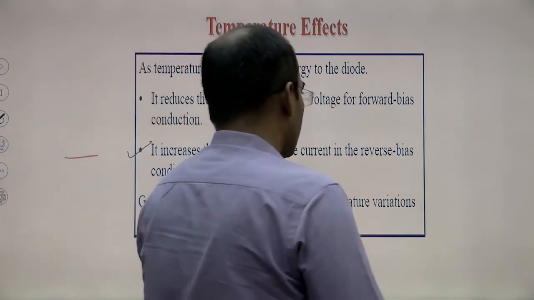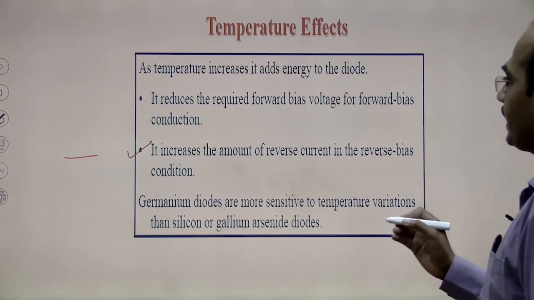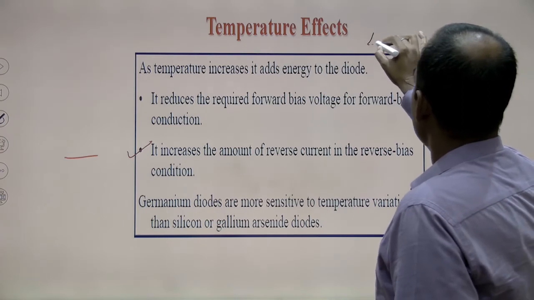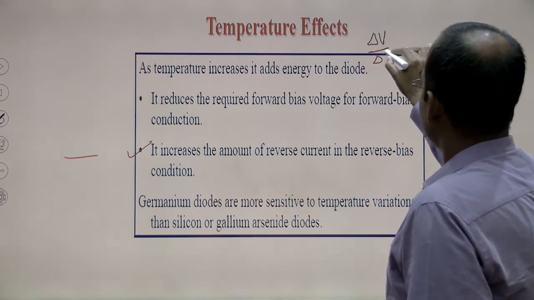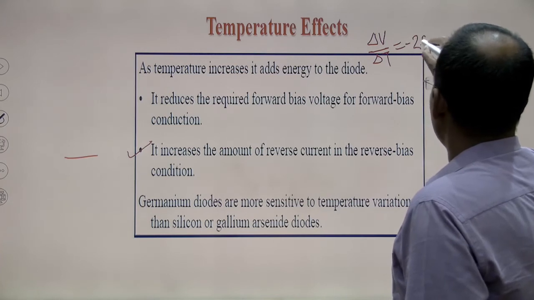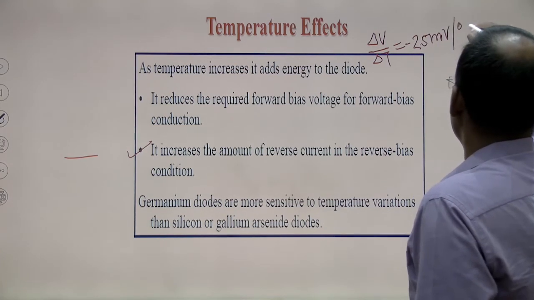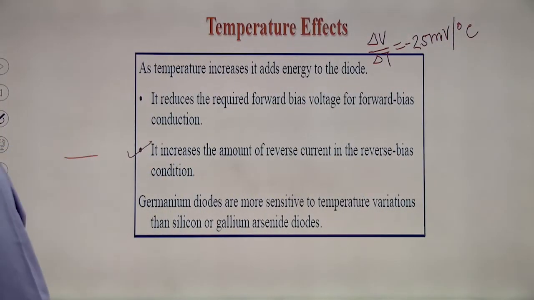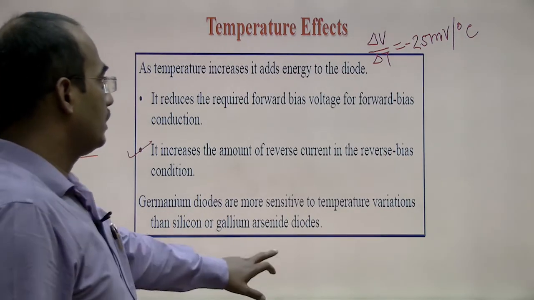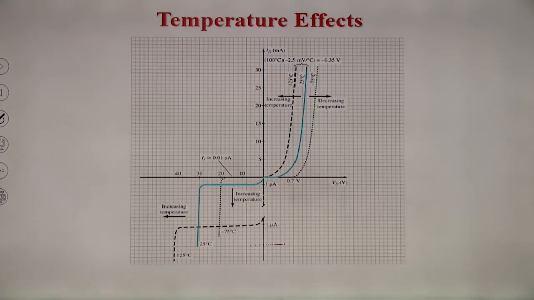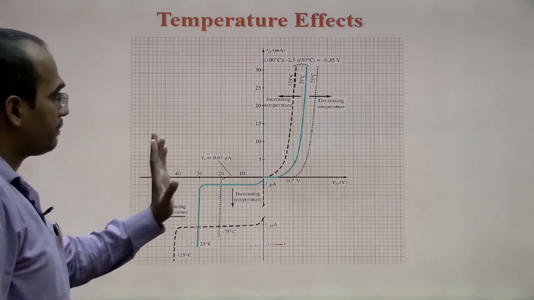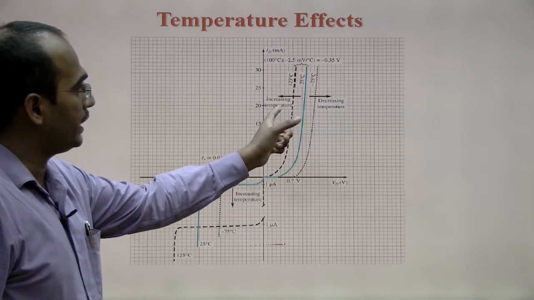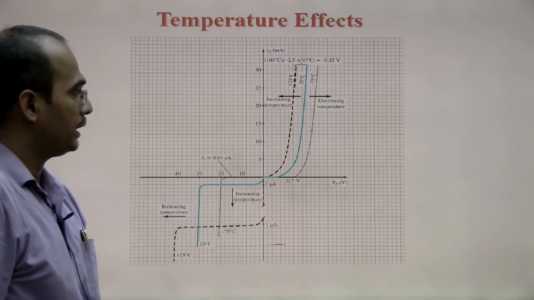The relation between the temperature and cut-in potential can be given by the equation: the change in cut-in potential with respect to temperature is minus 2.5 millivolt per degree centigrade. For every 1 degree centigrade rise in temperature, the cut-in potential decreases by 2.5 millivolt. It has been shown in this figure. As we increase the temperature, the cut-in potential decreases. As we decrease the temperature, the cut-in potential increases.